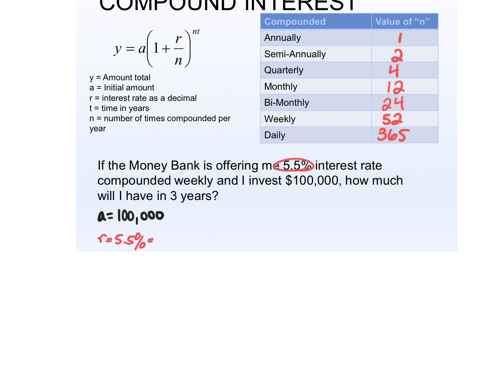5.5%. But we know we're going to need that as a decimal. So you take 5.5 divided by 100. You get out 0.055.